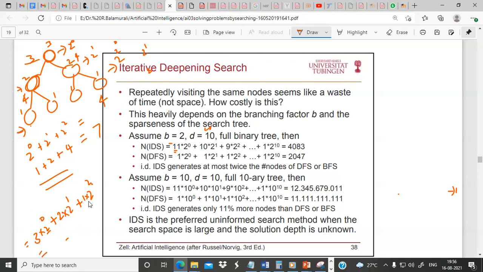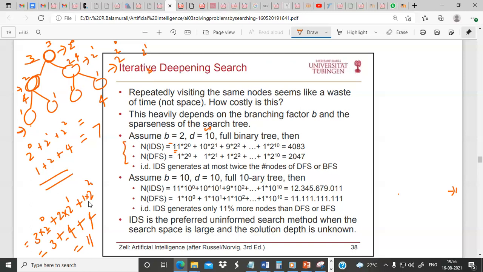So now we can calculate this. 2 to the power 0 is 1, which is 3, plus 2 2s are 4. Again it is 4. So it is 4 plus 4, 8 plus 3, 11. So it is 3 plus 4 plus 4, which is 11. Right. So this is how we got these values.